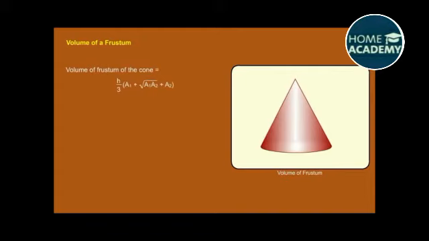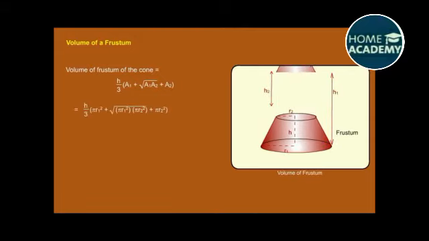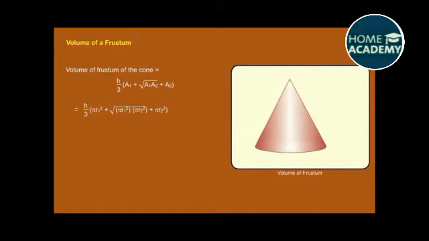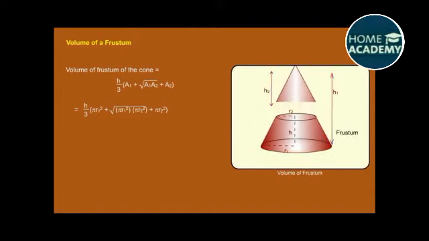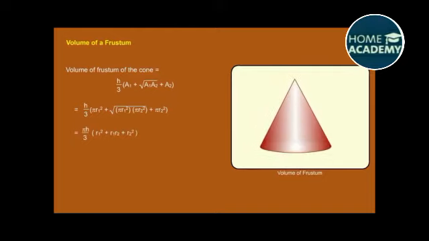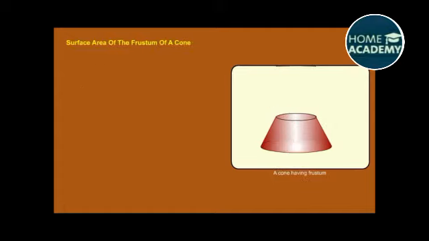Volume of frustum of the cone is equal to h/3 (a1 + √(a1 a2) + a2), is equal to h/3 (π r1² + √(π r1² · π r2²) + π r2²), is equal to π h/3 (r1² + r1 r2 + r2²).